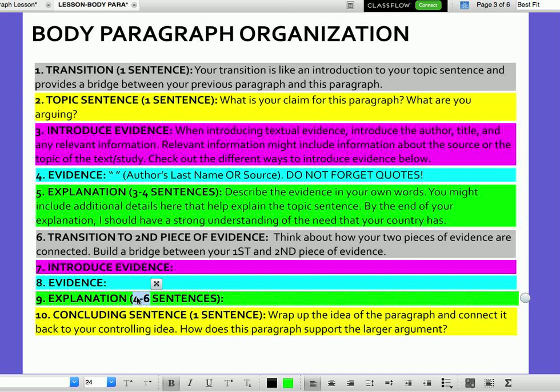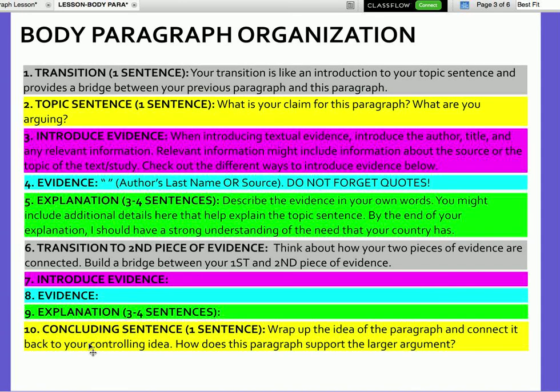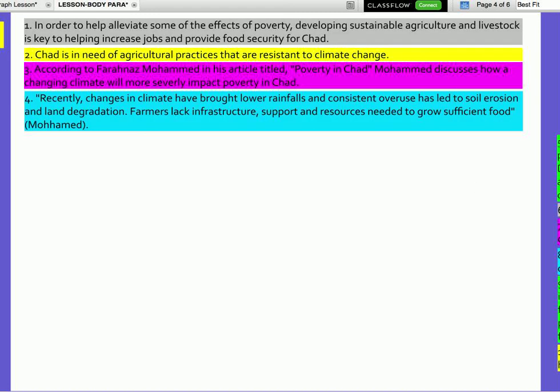And then in your explanation, you are going to describe the evidence in your own words. You might include any additional details, like things from the text that might help you explain your topic sentence, or it might help you explain that evidence and help me understand it. You might teach me a little bit of something, like I might need to understand or know about education in your country, or how healthcare works. Or I might need to understand or learn about climate change. But I should have a really strong understanding of that need that your country has by the end of your explanation. So this is how I explain mine.